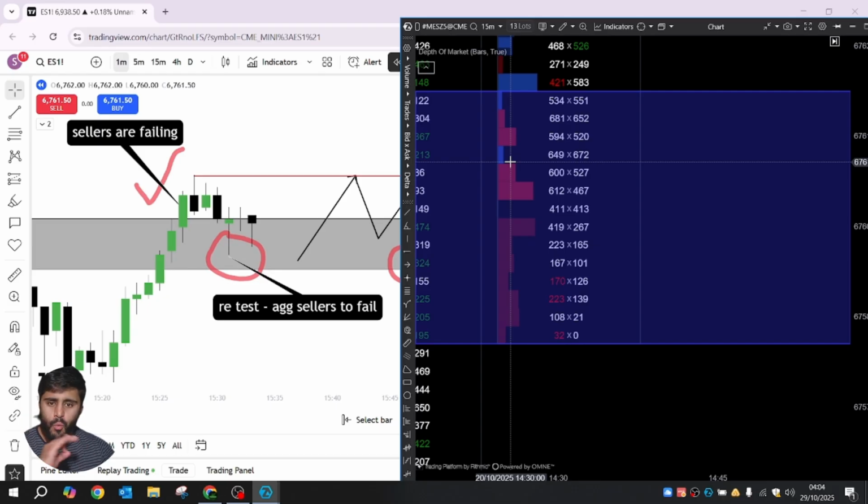You don't need to be a trading wizard to understand this. I don't care what strategy you use, you need to have a basic understanding of this. So what we can see here, inside of the zone.